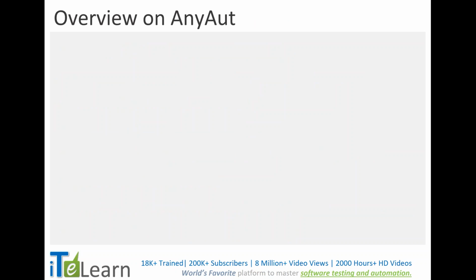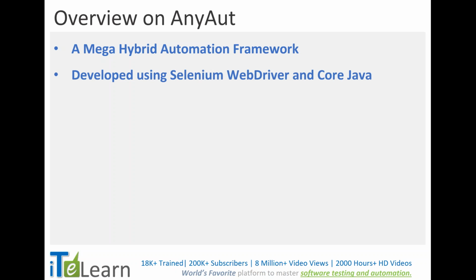So what we did is we developed AnyAuth. AnyAuth is the short form for any automation or any application automation. It's the simplest way that we could combine a series of hybrid frameworks into one. We developed this using Selenium WebDriver and core Java.